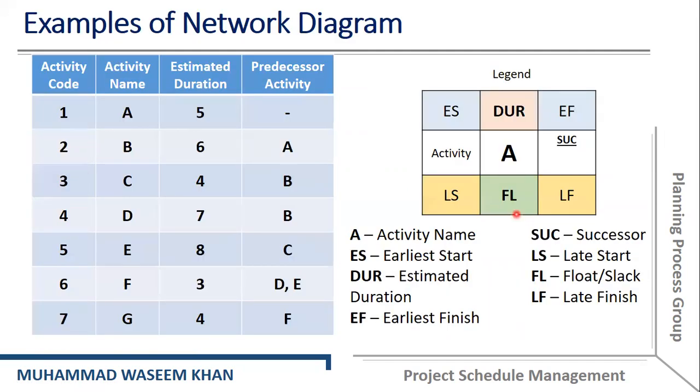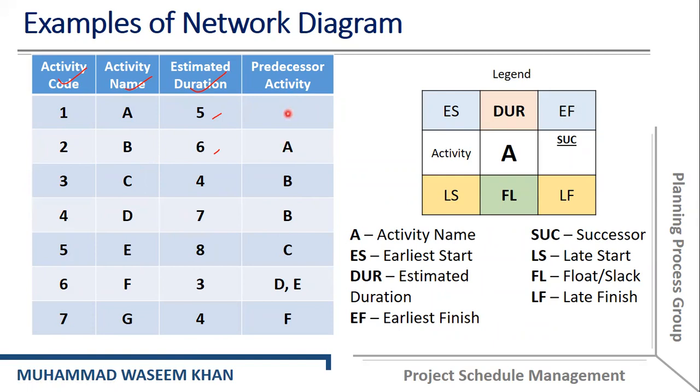Let's discuss an example of the network diagram. Here at the left side, you can see the activity attributes. In the first column we have activity code, that is 1, 2, 3, 4, 5, 6, and 7. Then activity name, meaning the name of each activity: A, B, C, D, E, F, and G. Then we have the durations of each activity. For activity A, duration is 5. For activity B, duration is 6. For activity C, duration is 4. For activity D, duration is 7, and so on.